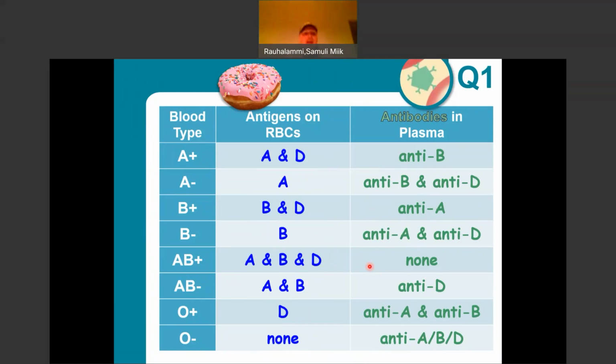So there's nothing. AB negative, we're going to have both A and B antigens. We're not having D antigens. So therefore, the antibodies in the plasma are going to be those antibodies for anti-D.